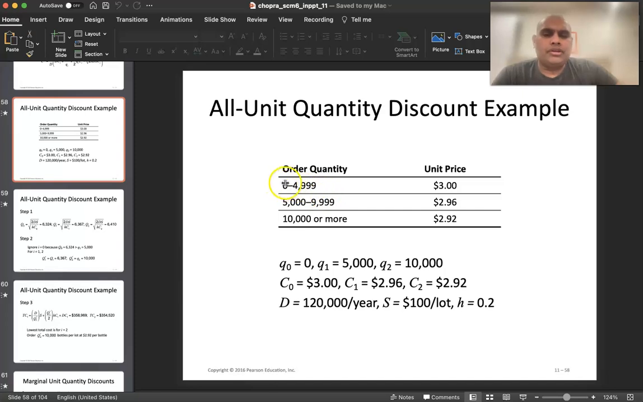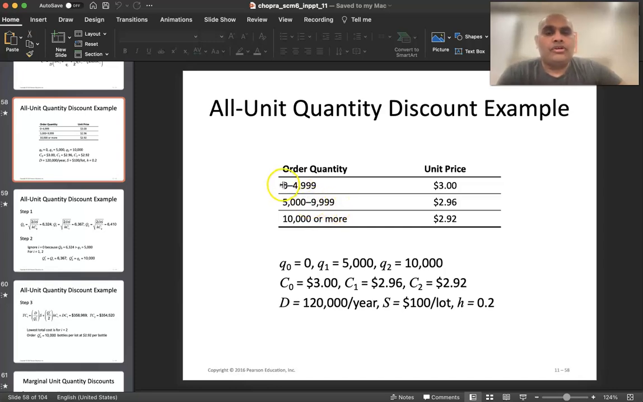So if the order quantity is between 0 and 4,999, the unit price will be $3. If the order quantity is between 5,000 and 9,999, it's $2.96, and for 10,000 or more, $2.92. So when you have marginal quantity discount instead of all unit quantity discount, what that means is that, let's say your order quantity is 7,000 units.